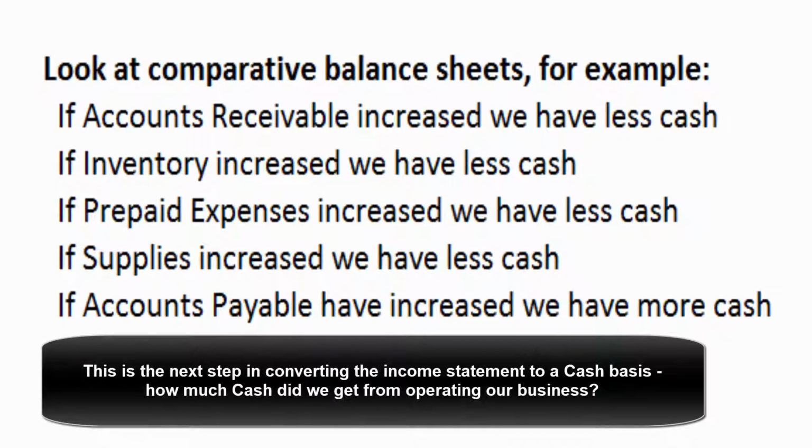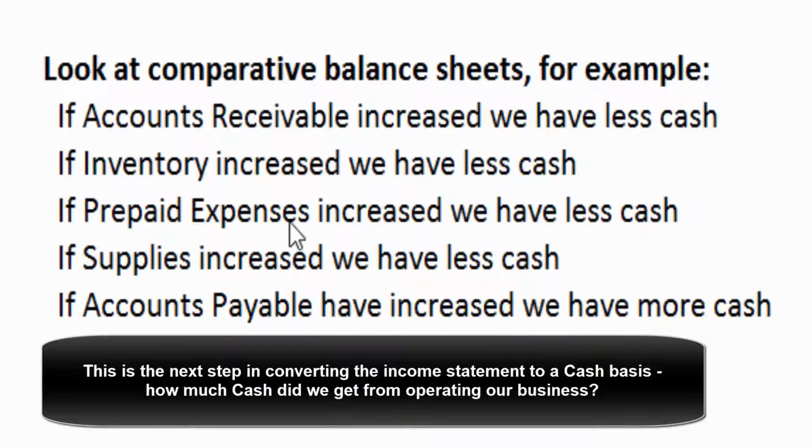The next step is to look at the comparative balance sheets. Look at the balance sheet at the end of last year and the end of this year and see if the changes in the current assets and current liability accounts related to operations can help us explain what happened to cash. For example, if accounts receivable increased, that means our customers owe us more cash, so we have less cash. If inventory increased, it means we've invested cash into inventory, but it hasn't hit our income statement yet because it's still hanging out on the balance sheet.